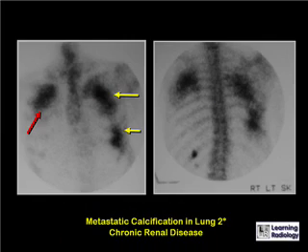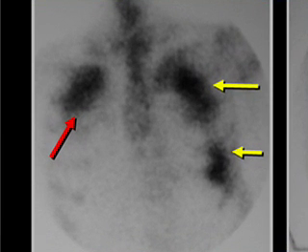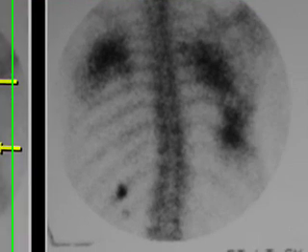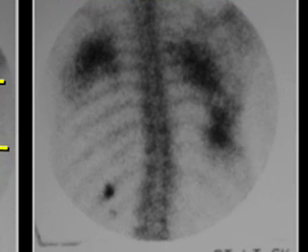A bone scan may reveal uptake of the radiotracer in the lungs. In the anterior and posterior projections of this patient, we see uptake in the right upper lobe with the red arrow, and throughout the left lung, the yellow arrows.